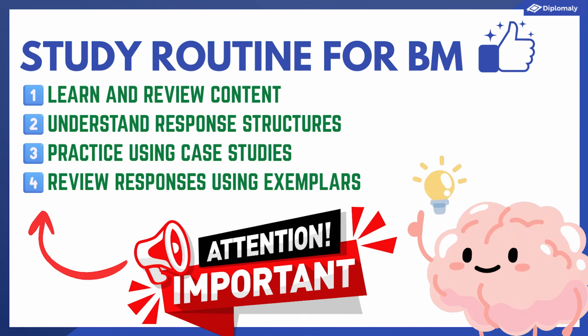We recommend you use these 4 steps as part of your study routine. The most important aspects are 1. Knowing your content, 2. Understanding the response structures, and 3. Practicing case studies. Unlike most other courses, only knowing the content will only get you to a level 5 in business management. Knowing your response structures and doing a lot of practice case studies and developing the application skills are key to helping you score a level 7.